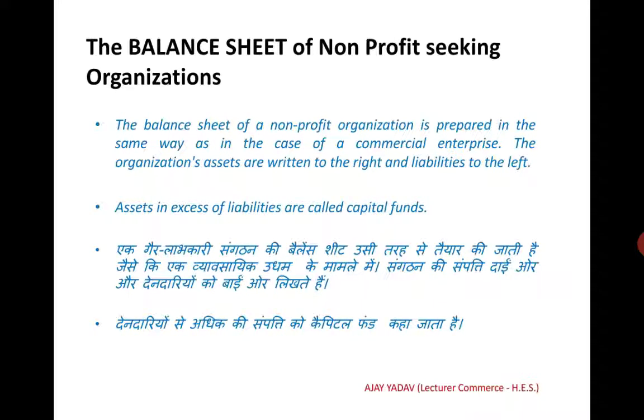The balance sheet of non-profit seeking organizations. The balance sheet of a non-profit organization is prepared in the same way as in the case of a commercial enterprise. The organization's assets are written to the right and liabilities to the left. Assets in excess of liabilities are the capital fund.